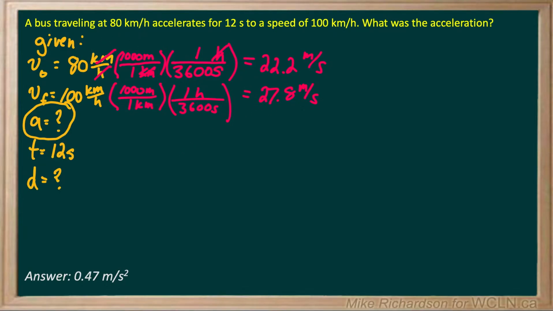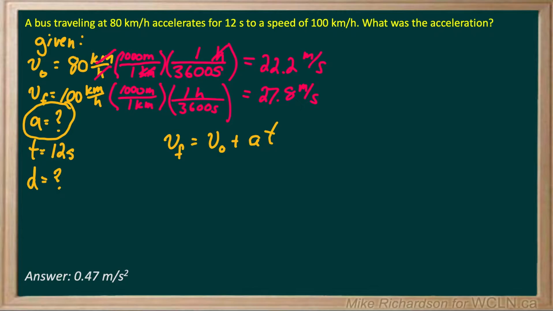Now we can begin our calculation. So we want to avoid equations with D in them. And the one formula that doesn't have D in it is V final is V initial plus AT. Now we're trying to solve for A, so we can either do that now and do the algebra or do it at the end. It actually doesn't make any difference. Let's maybe do the algebra now as a little bit of practice.